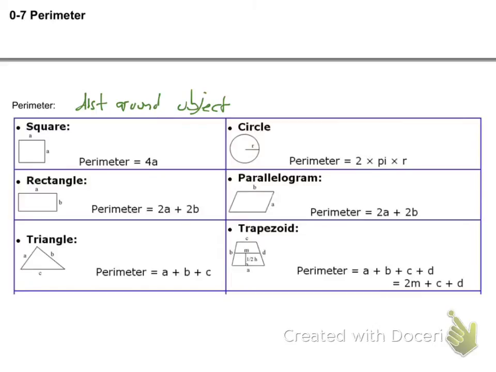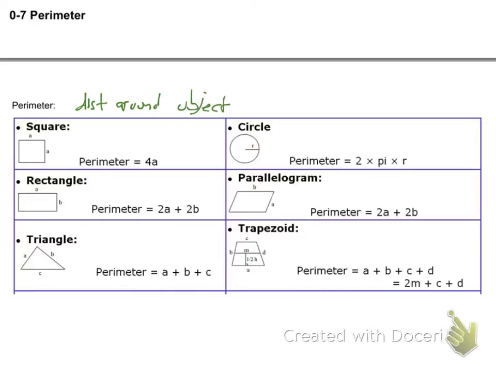Now, I found this online and I placed it in here so it doesn't follow exactly the right variables that your book uses for their formulas. But if you have a square, that means all of the sides are the same. So on our square here, each side is A. And so it would be A plus A plus A plus A, which is 4A. That's why the perimeter is 4A.